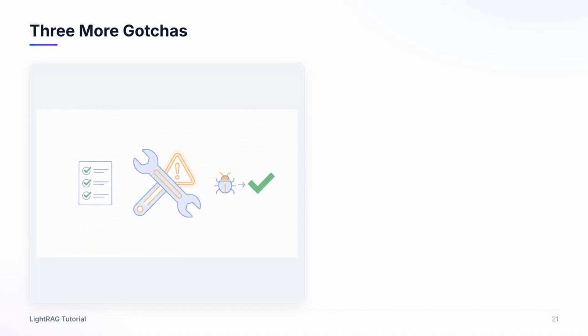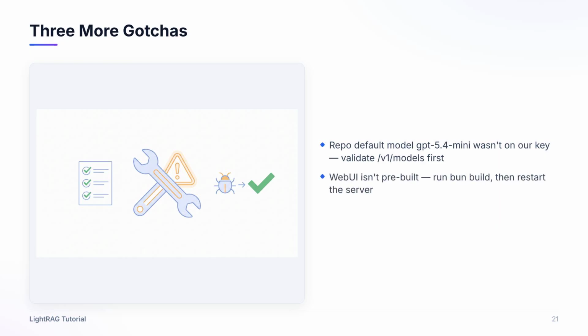3 more gotchas worth knowing. First, the repository's default model, GPT-5 mini, was not available on our API key, so always validate against the model's endpoint before writing config. Second, the web interface does not ship pre-built. You have to run the bun build and then restart the server. And third, the Qdrant container had been stopped, so we started it and used a workspace name to keep our collections cleanly separated from existing data.